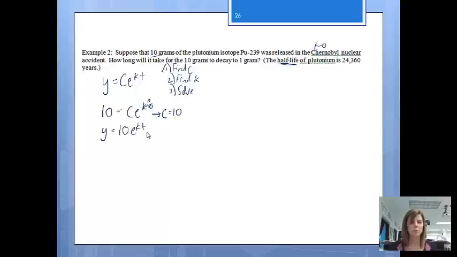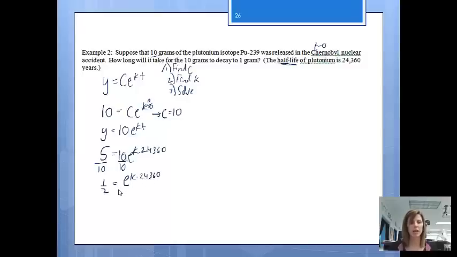My next thing to do is to find k, and I'm going to try to use information in the problem to help me get there. I'm going to use the information that the half-life of plutonium is 24,360 years. That means in 24,360 years, half of what I'm starting with would remain. So instead of having 10 grams, I now would only have 5 grams, and that took 24,360 years to happen. From this information, I can solve for my k. First thing I'm going to do is divide by 10. 5 divided by 10 gives me 1/2, and then I'd still have e to the k times 24,360.